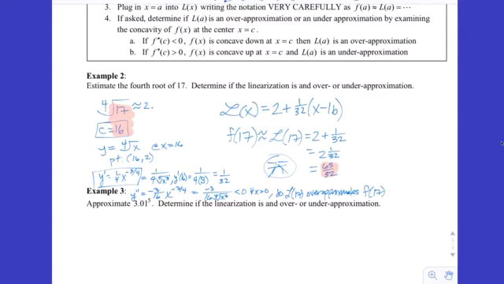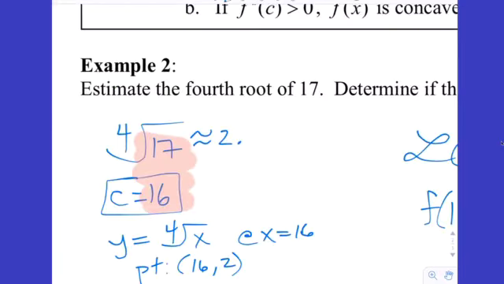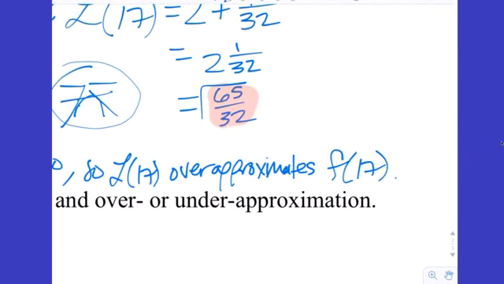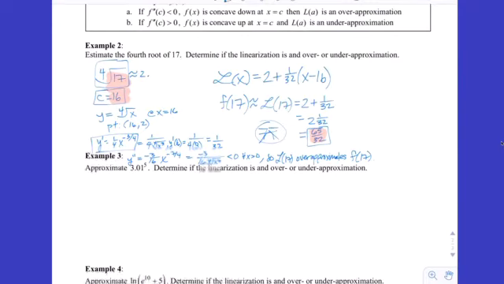Because that's going to help you decide if it's an over or an under approximation. If the graph, of course, was concave up on the interval, then the tangent lines are below and it's an under approximation. And now if you're really curious, if you have a calculator, you can actually compute the fourth root of 17 and evaluate 65/32. And I have a feeling you're going to be pretty close again. Probably correct to 2 decimal places.